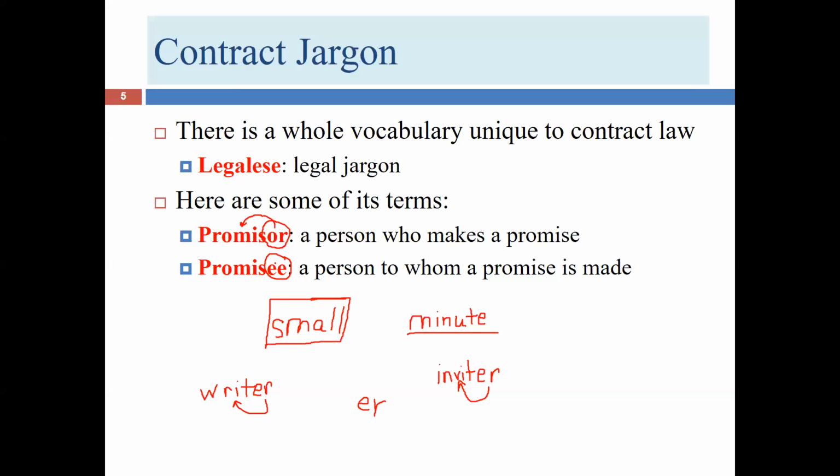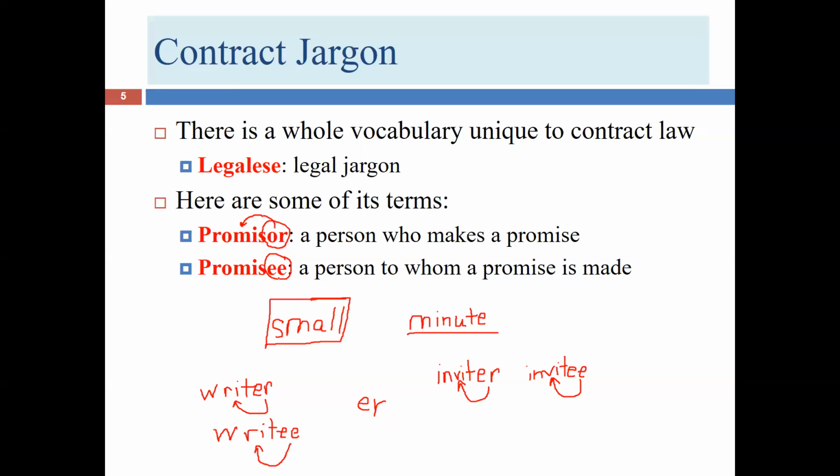The promisee is the person who receives the base word. Just like an invitee is the person who receives the invite or the invitation. So the invitee receives the invite. Now, we don't use the term writee in English. That sounds kind of goofy. But if we did use it, and I'm not suggesting you should, it would obviously mean the person who receives the writing. So that would be, for example, the reader.